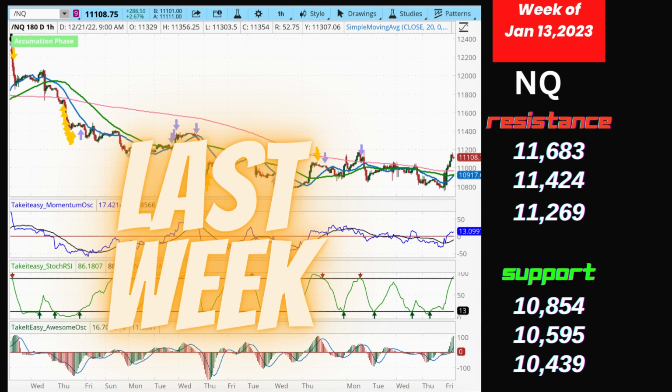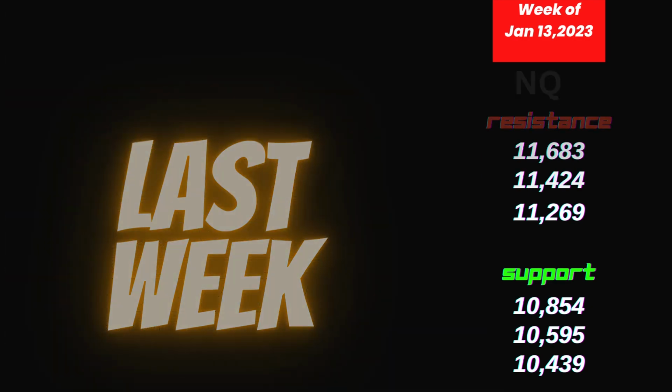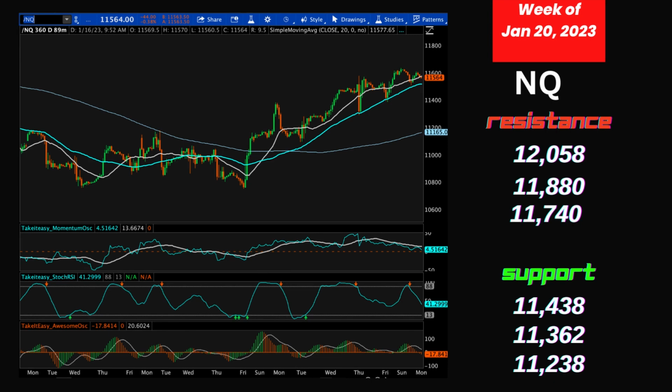This is NQ futures chart and levels from the last week. NQ futures are currently trading around $11,564. For the coming week, the first resistance is at $11,740, second resistance is at $11,880. The weekly resistance is at $12,058. Support or demand for NQ futures would be first at $11,438. The next area of support will be $11,362, and weekly support will be at $11,238.